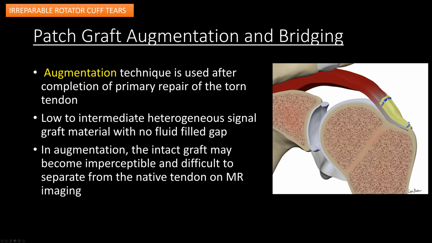When I say low to intermediate heterogeneous signal graft, I mostly refer to an allograft or autograft. For more synthetic grafts, usually the signal is pretty low, as we can see in cases of superior capsular reconstruction that I'm going to show you.